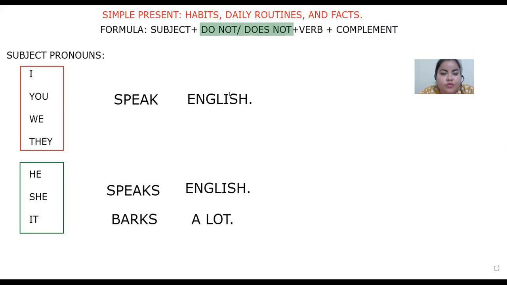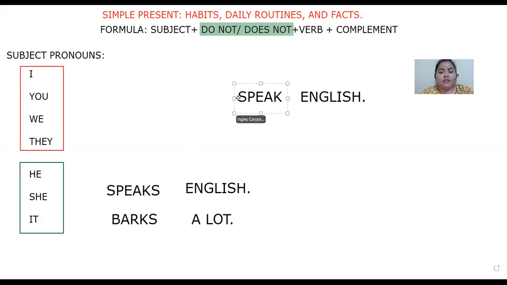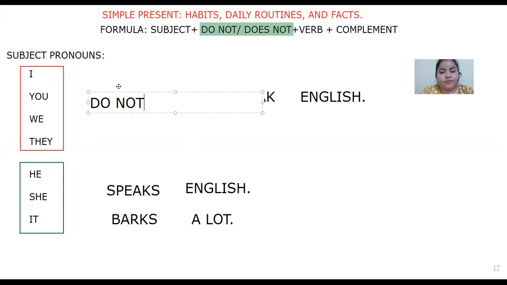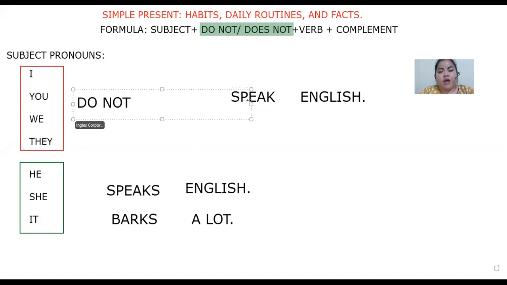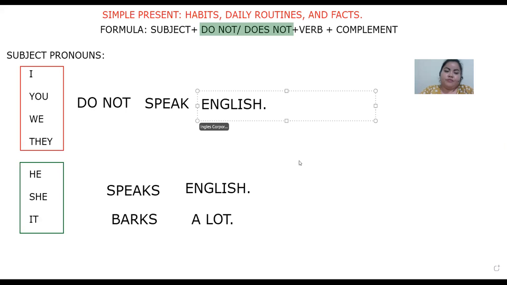So, what are we going to do? We're going to do something very simple. We're going to move our elements here, right? We're going to put this right here, right? And we are going to add, right? For I, you, we, and they, we are going to use do not, right? Now, I do not speak English. You do not speak English. We do not speak English. They do not speak English. Okay? That's what we have right now.